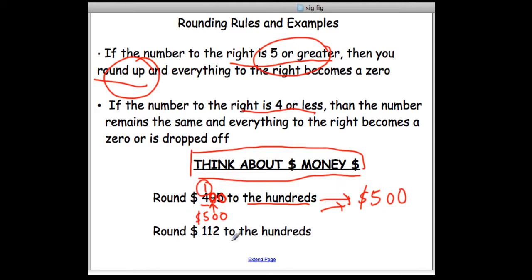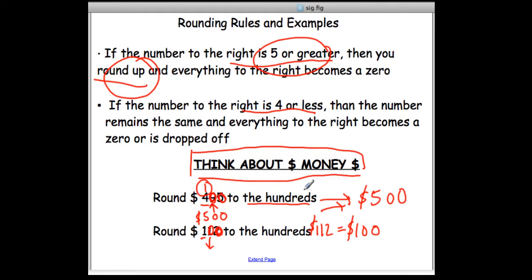Let's take a look at this next one. Again, somebody owes me $112, and I tell them just to round to the hundreds. So here, the hundreds spot. This time I take a look at the number just to the right, and it's a 1. Well, I'm going to round that down because it's 4 or less. When I round down, what I'm actually doing is dropping this number down to a 0, and every number after that also becomes a 0. So my $112 is equal to about $100. I lose about $12 on that bet, but that's all right. It's okay because we rounded it out. That's what rounding is. It's a close approximation.